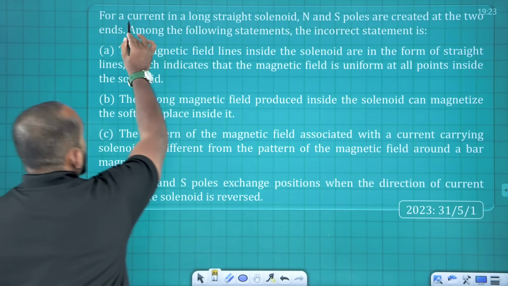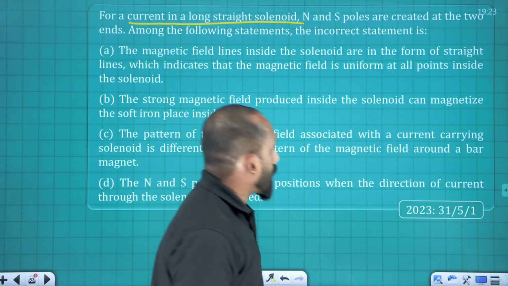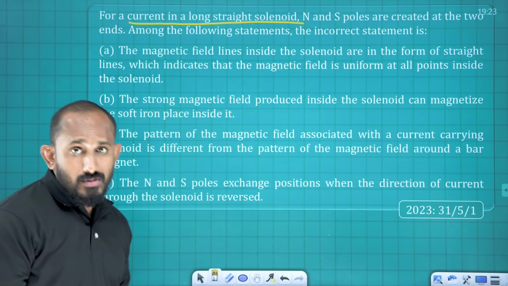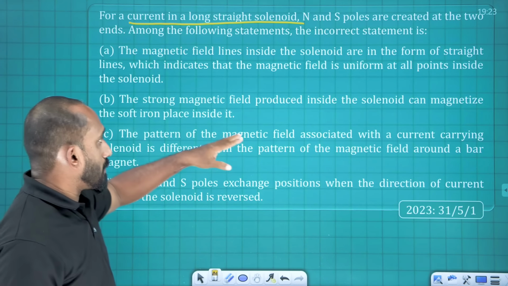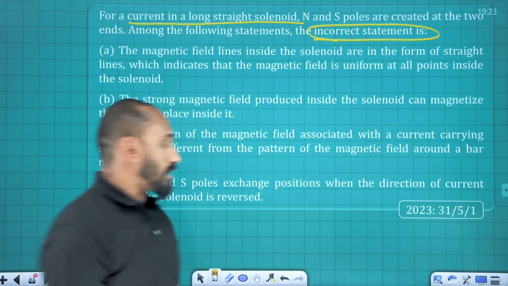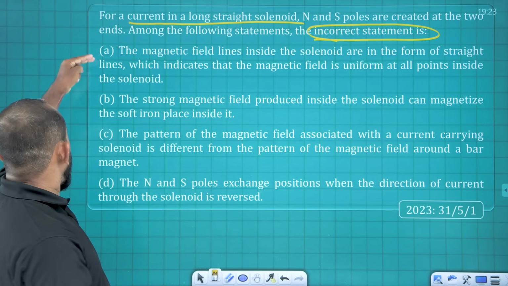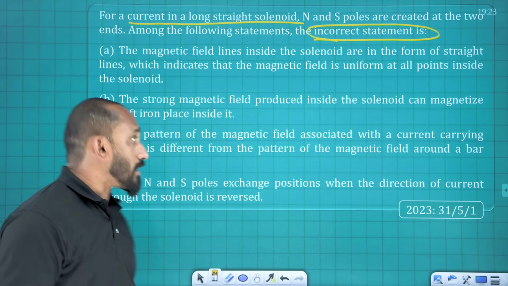For a current in a long straight solenoid, N and S poles are created at the two ends. North pole and south pole are created at the two ends. Among the following statements, the incorrect statement is. You have to find the incorrect statement. See, A, B, C, D, four options are given. One of the options is incorrect. Let's see what it is.